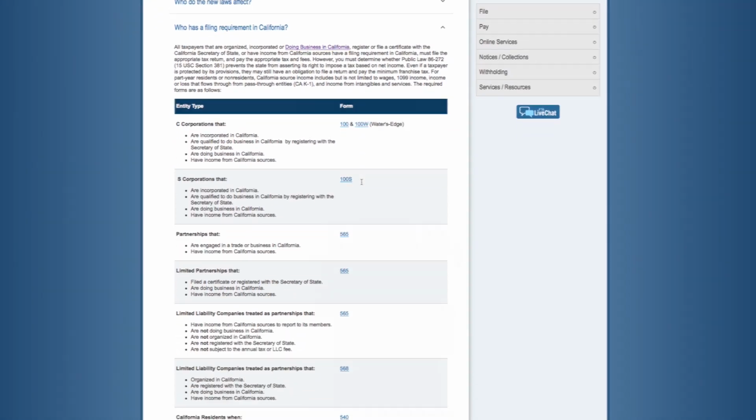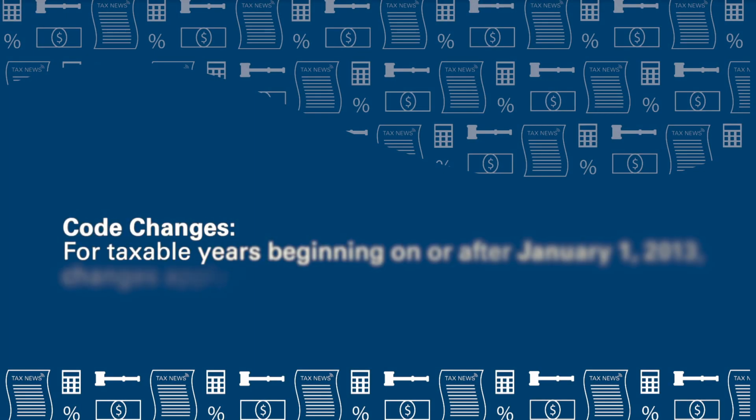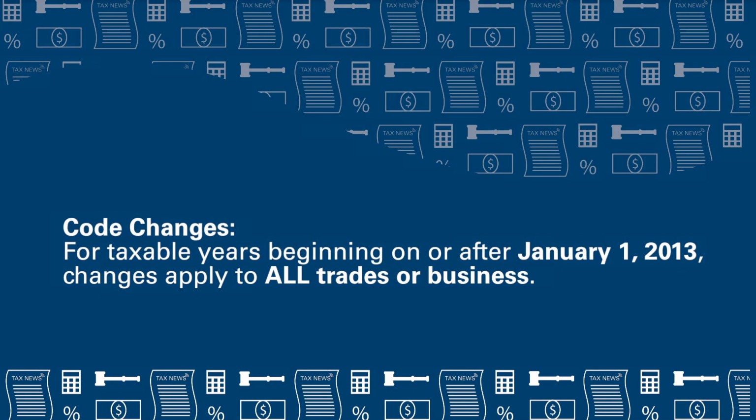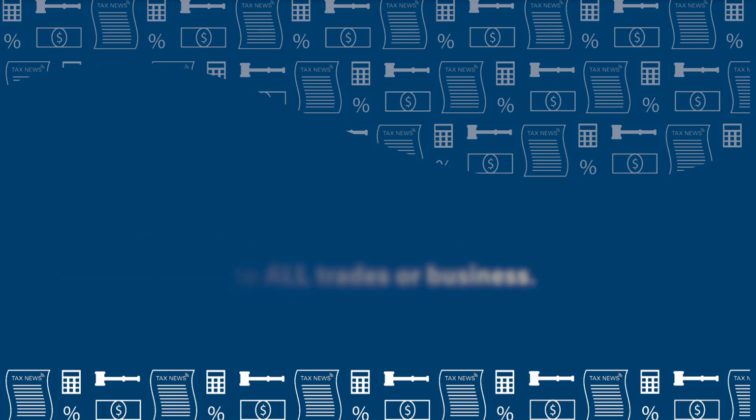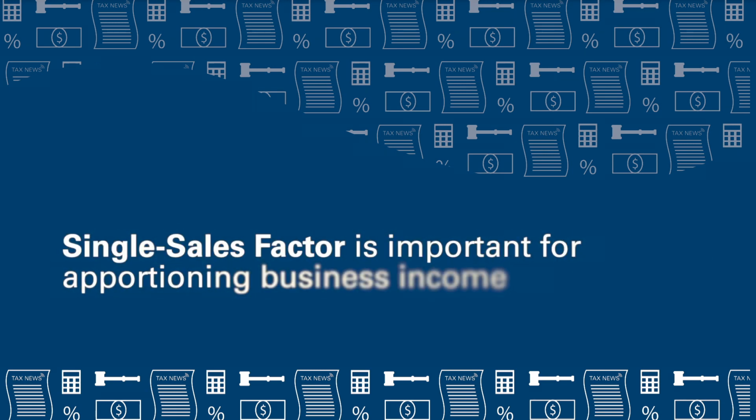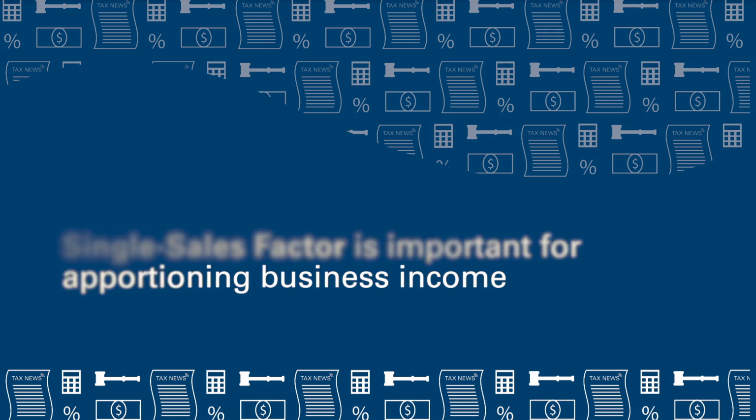Let's get started. First, there are some code changes, specifically for taxable years beginning on or after January 1st, 2013. These changes apply to all trades or business. The single sales factor is important for apportioning business income. Pay close attention to the dates and qualifications for when this rule applies.